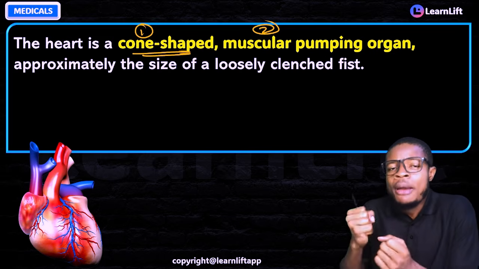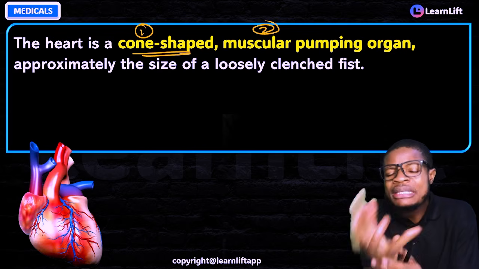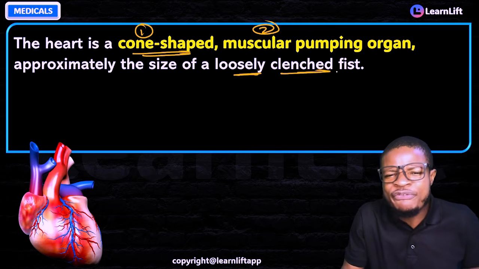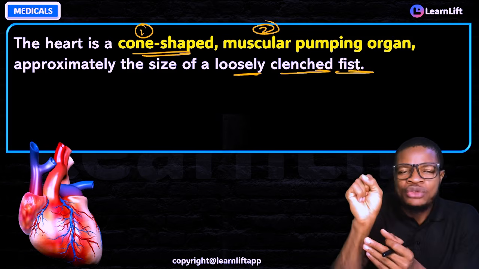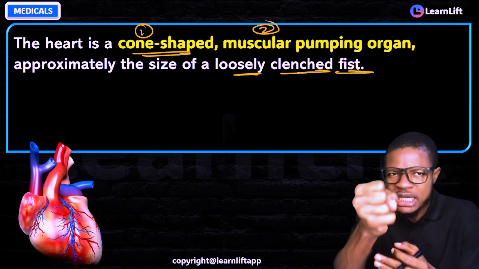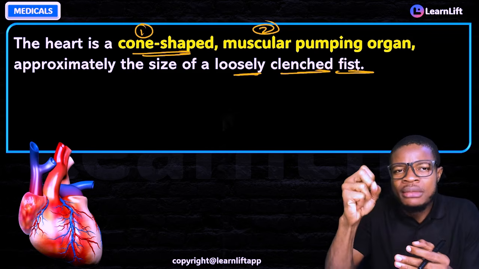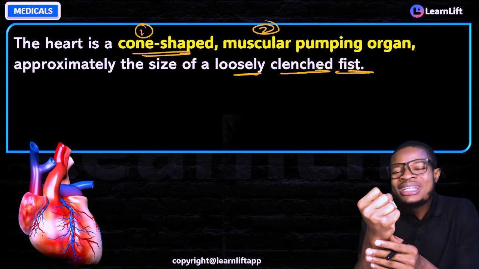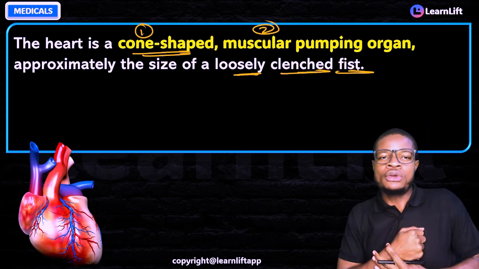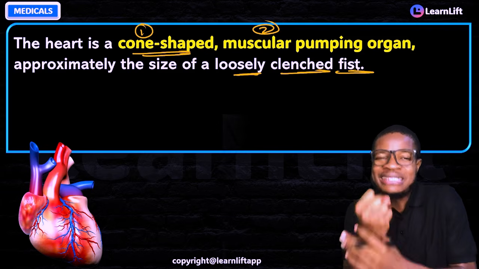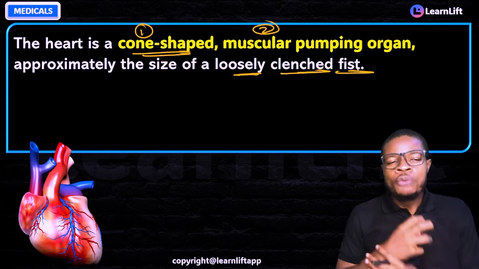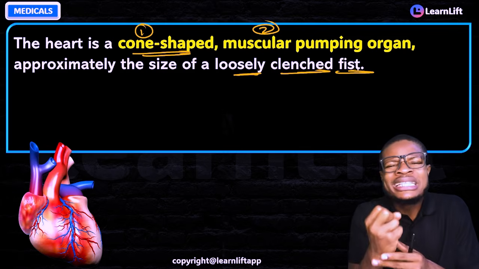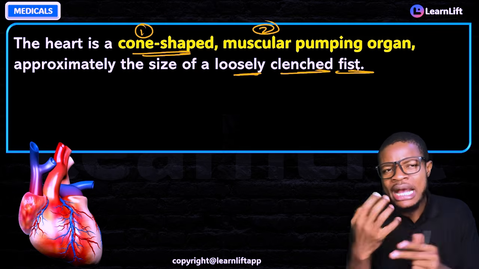Again, a cone-shaped muscular pumping organ approximately the size of a loosely clenched fist. What does it mean? Look at it. If I do my hand like this, I'm not tightening it like I want to deal somebody a blow. This is my fist. I'm leaving it loosely clenched. Are you seeing it now? So that is the size of my heart approximately. You do yours. That's the size of your own heart approximately. So we said that the heart is approximately the size of a loosely clenched fist. Are you seeing it now?